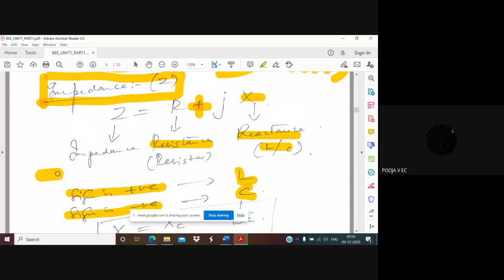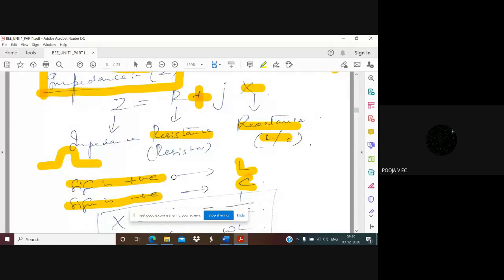Sir, a doubt on impedance. Yes, sir, you are saying that Z is equal to R plus JX, no, sir? Yes. But we have studied another formula, impedance Z is equal to root of R square plus (XL minus XC) the whole square. No, I have not gone into the LC circuit. I am just saying the basics of what an impedance is. So don't confuse. We'll study about that again.